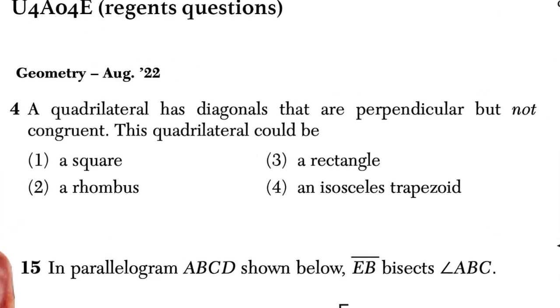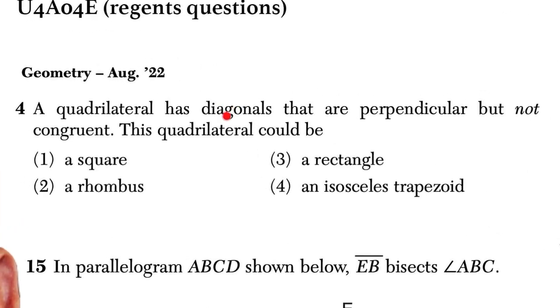It says a quadrilateral has diagonals that are perpendicular but not congruent. This quadrilateral could be what? A square, rhombus, a rectangle, or an isosceles trapezoid. So the first thing I'm going to do is recognize that we're talking about diagonals that are not congruent.